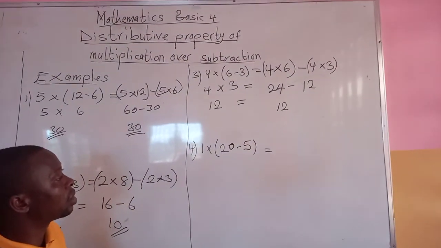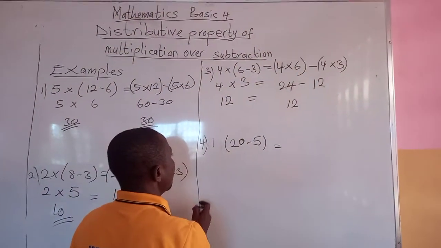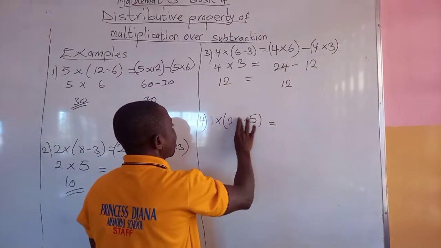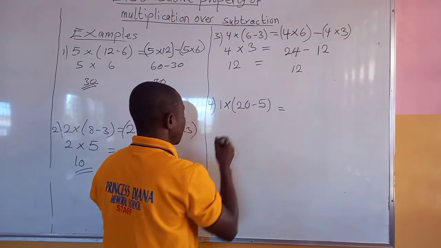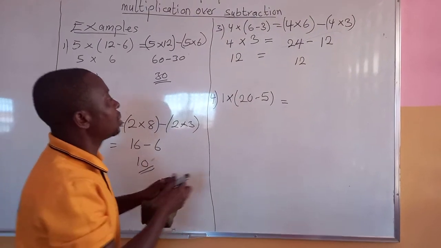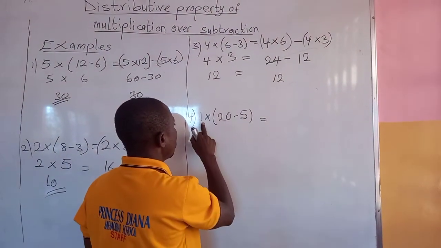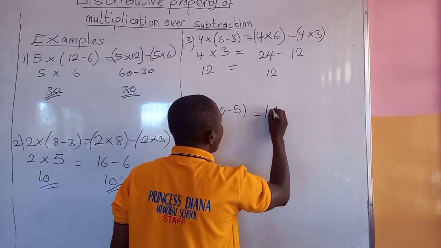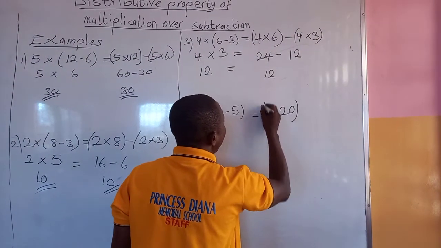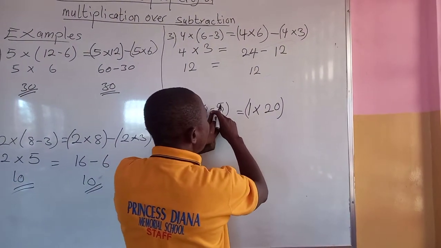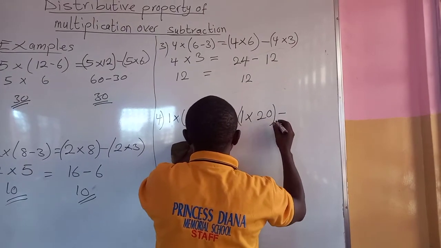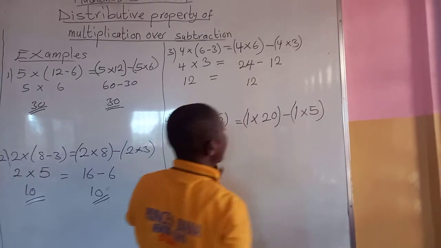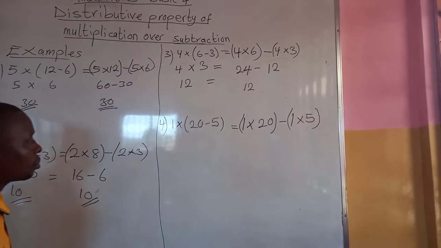Okay, very good. Now let's take the last example for the day. Then we get ourselves ready for exercises. Now let's try to distribute this. We are distributing 1. So this will give us 1 times 20. The operation sign is minus or subtraction, so we bring it here. And we have 1 times 5.